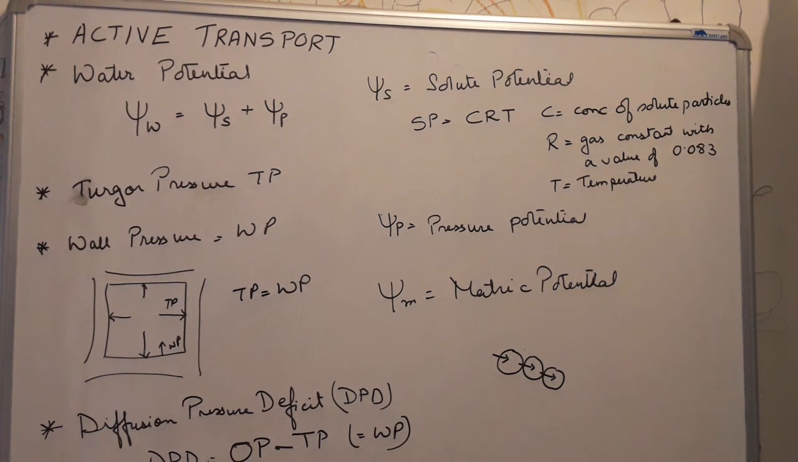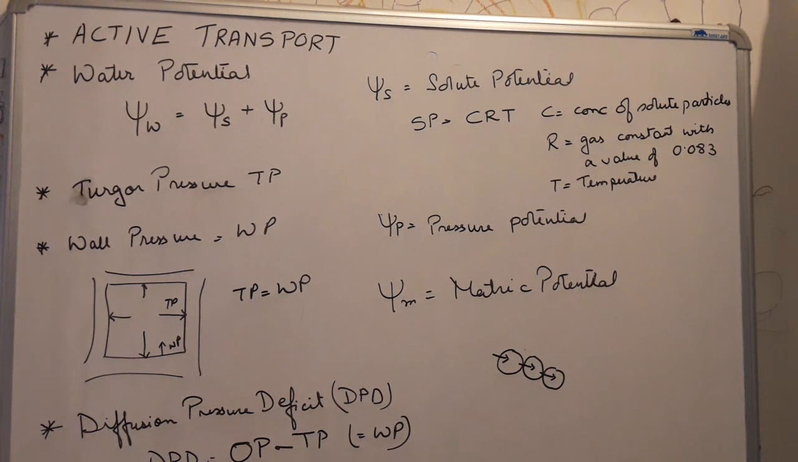It is calculated by the formula psi s is equal to CRT. Now C indicates the concentration of the solute particles in moles per liter. R is the gas constant with a value of 0.083 and T is the temperature in absolute degrees. Then psi p is used to denote the pressure potential, which is known as the hydrostatic pressure.